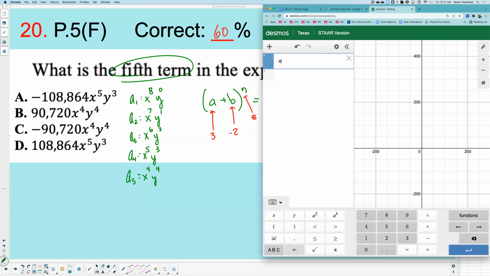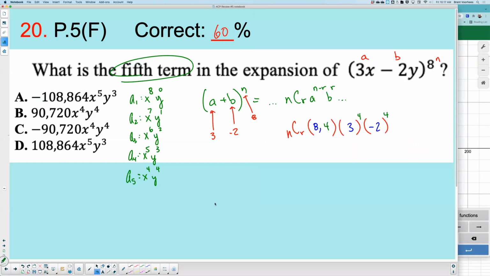So n capital C r with 3 parentheses. The first being 8, we said, comma 4. That's n comma r. Our a was 3. We discovered it's going to be raised to the power of 4. And our b was -2. And we realized that's also going to be raised to the power of 4. I'm getting 90,720, which is answer choice B.